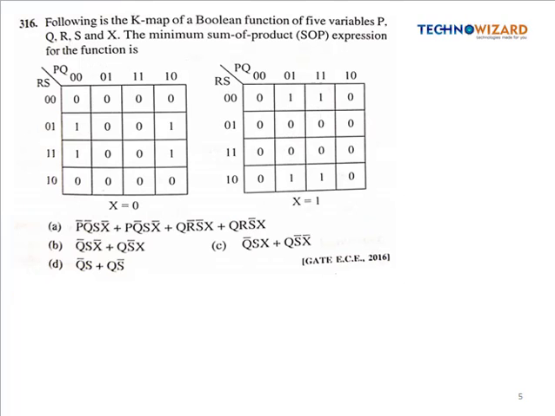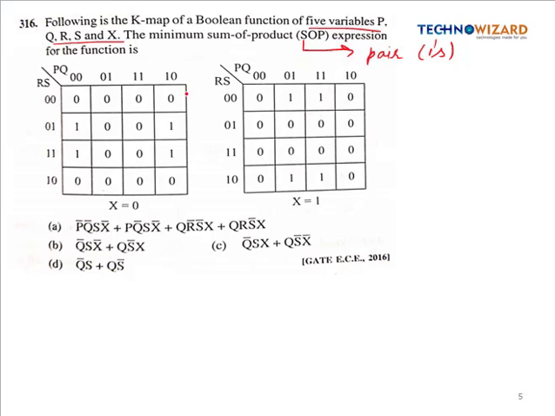Next question is, the following is a K map of a boolean function of the 5 variables p, q, r, s and x. The minimum SOP expression for the function is. So now we have to write the expression in the SOP form. So whenever SOP is there, we have to make the pairing of 1s. If we have to write the expression in POS form, then we will pair the zeros.